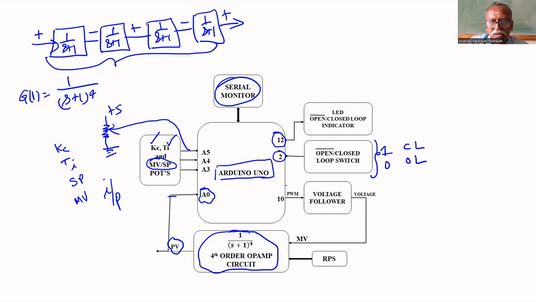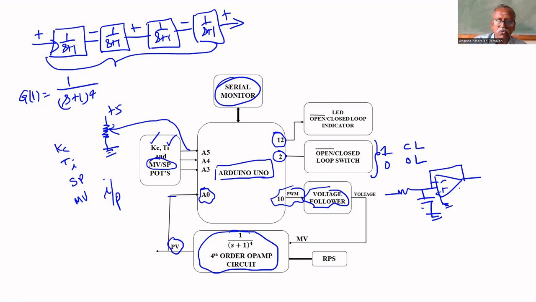Then the output of that Arduino is not a DAC output, it is pulse width modulated. That's why a voltage follower is used. RC circuit followed by a voltage follower. The voltage follower is used to get the output voltage, which is given as input to this 4th order process. That's all. The power supply.